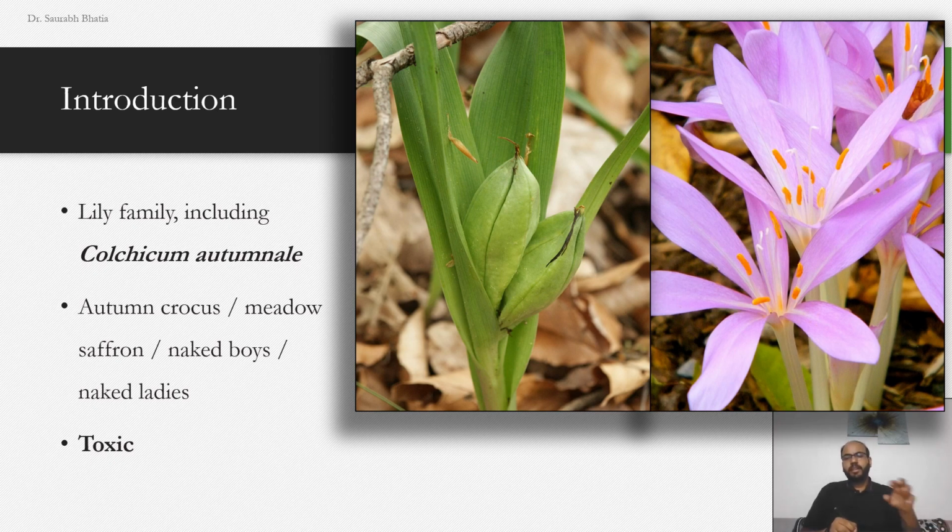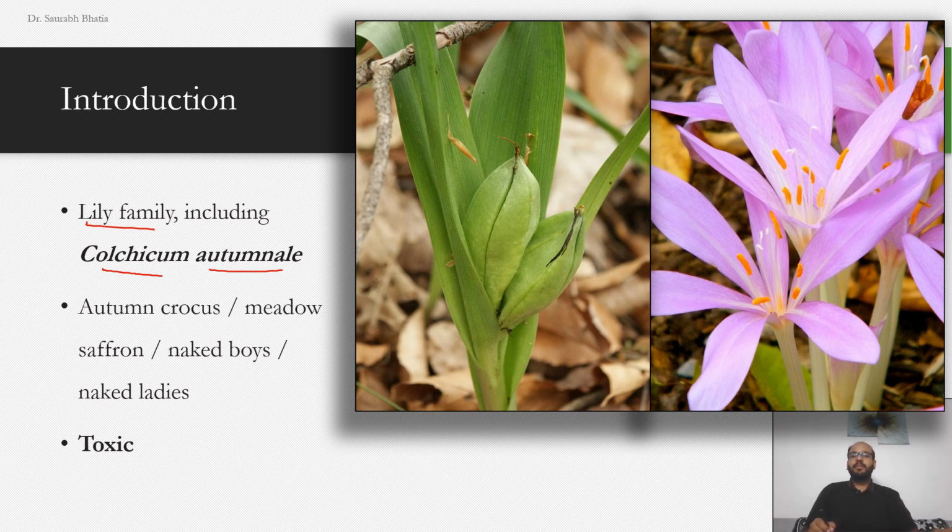Now, colchicine is actually a natural toxic compound, and it is extracted from a plant, and the plant comes from the lily family. So the plant actually comes from the lily family, and the scientific name of the plant, and that's a good quiz question if anybody would like to include this as a quiz question, is Colchicum autumnale.